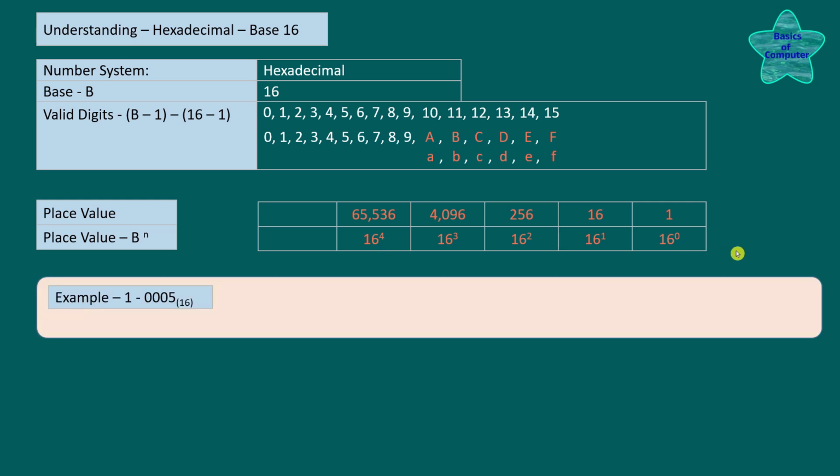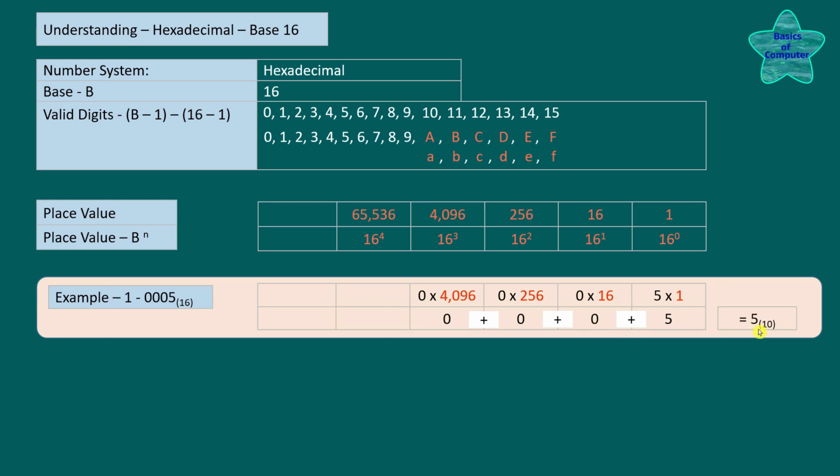So just to understand, if there is a number 0005 with 16 written at the bottom, it means it is a hexadecimal number. How do I expand this? Take the first digit, which is 5, into place value 1. Second digit into place value 16. This time the second place value is 16 because of hexadecimal number. Third is 0 into 256. Fourth place value 4096. So if we solve this, 5 ones are 5, plus 0, plus 0, plus 0. If we add this, we get 5 to the base 10. We'll take one more example.